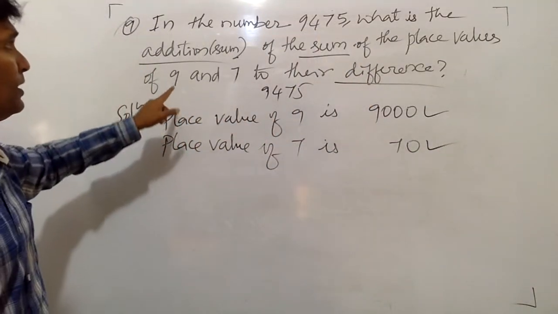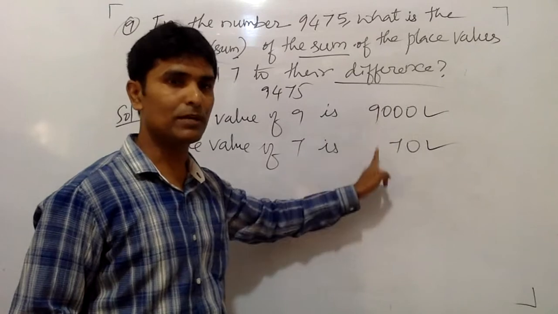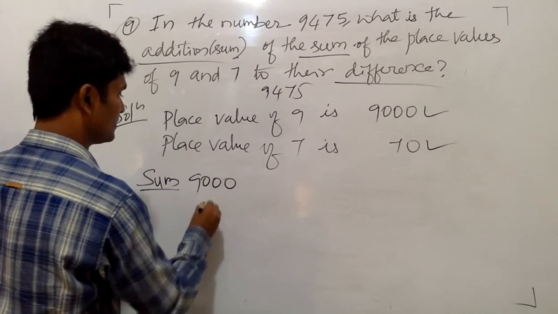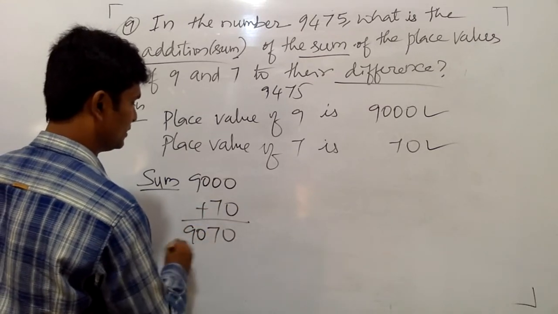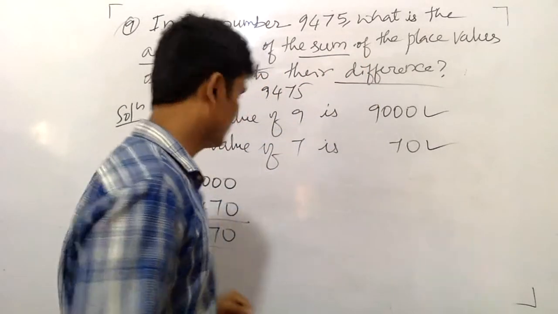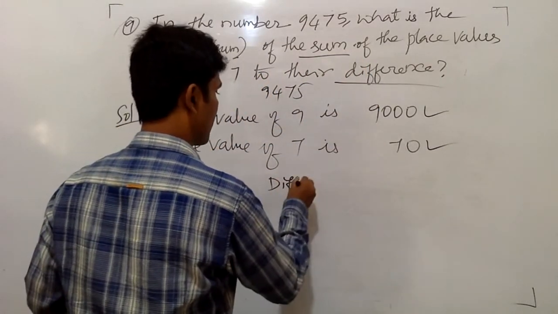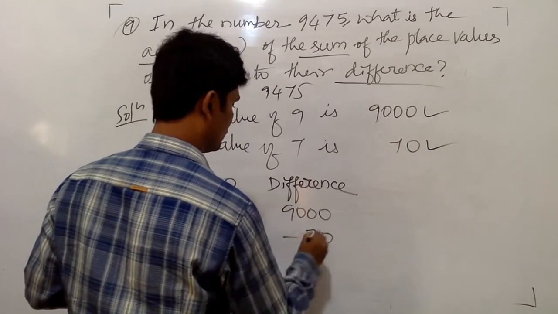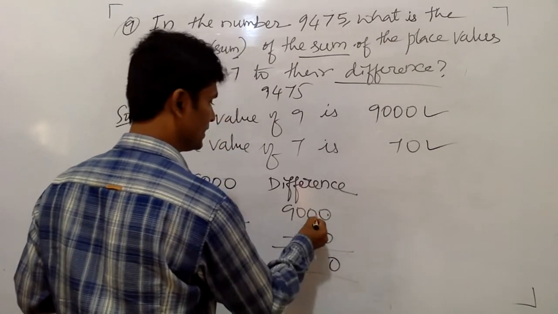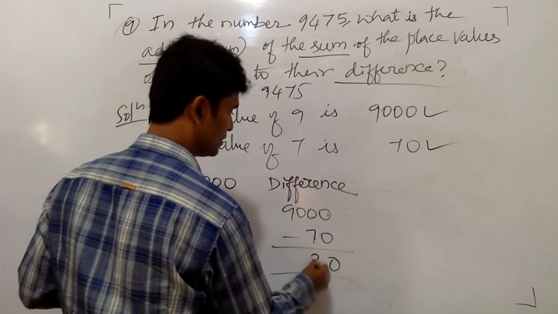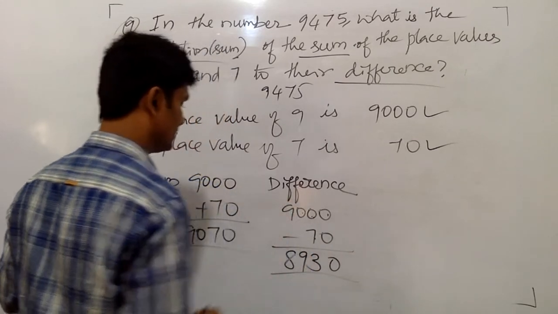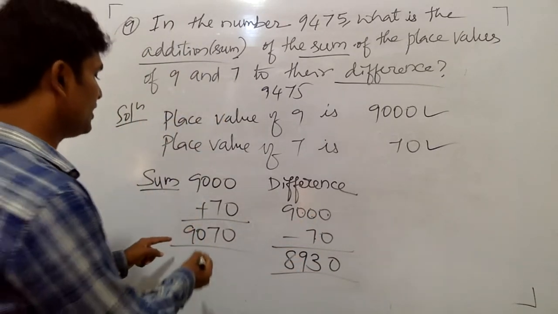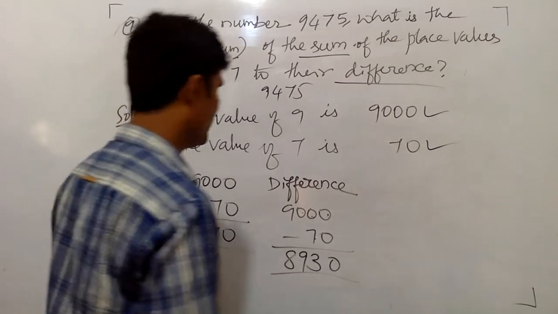And next, they told us to take the sum of these two. So sum is 9000 plus 70. This is 9070. You all know. Then they told the difference. So difference is 9000 minus 70. This is 0 only. 10 minus 7 is equal to 3. This is 9 and this is 8. 8930 will come. Then what do we have to do now? The addition of these two.